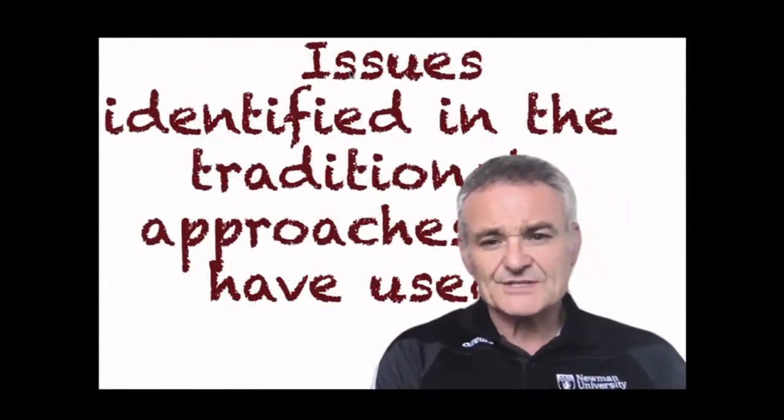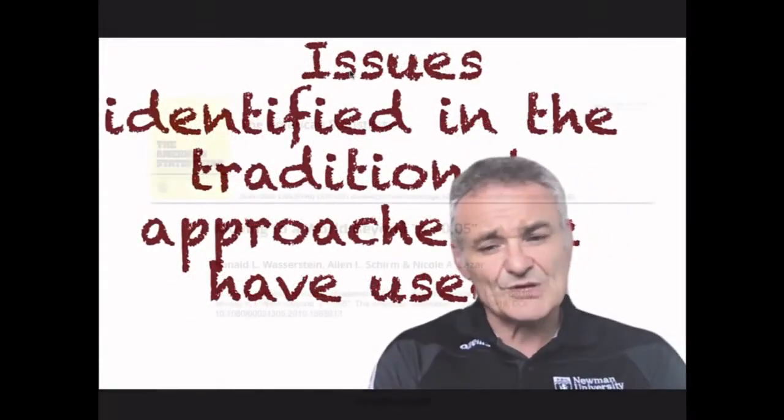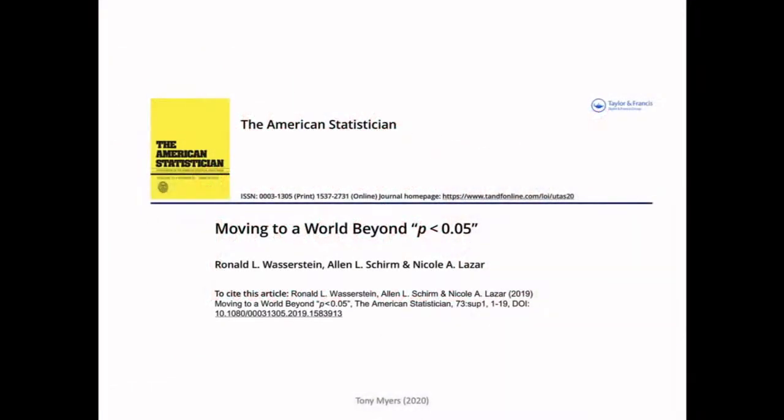There's been a number of issues identified with traditional statistical approaches. Of particular importance was a follow-up to the American Statistical Association statement in 2016 about caution with the use of p-values. And this particular special edition of the American Statistician in 2019 went beyond their previous claims. And this was an editorial in that special edition called Moving to a World Beyond P is Less Than 0.05.